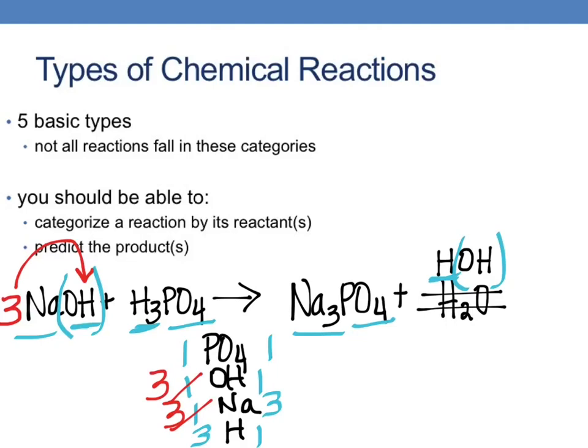Okay. Now I go to my OHs over here. I only have 1. So what does my coefficient have to be? Is a 3. And now that gives me 3 OHs. Okay. And how many H's do I have? 3.